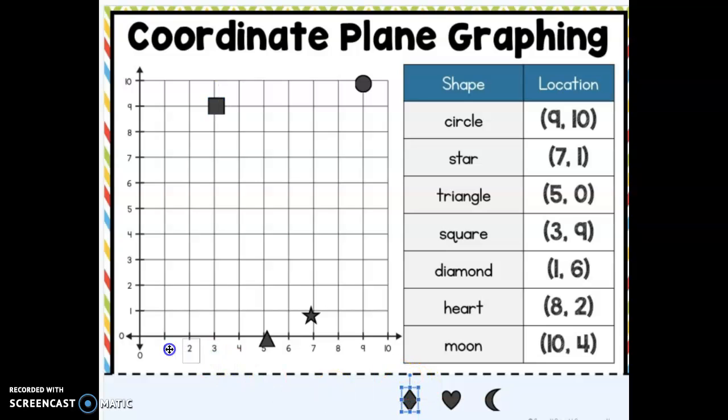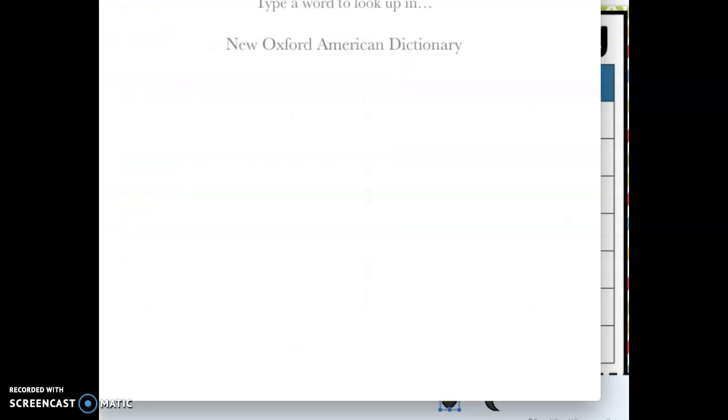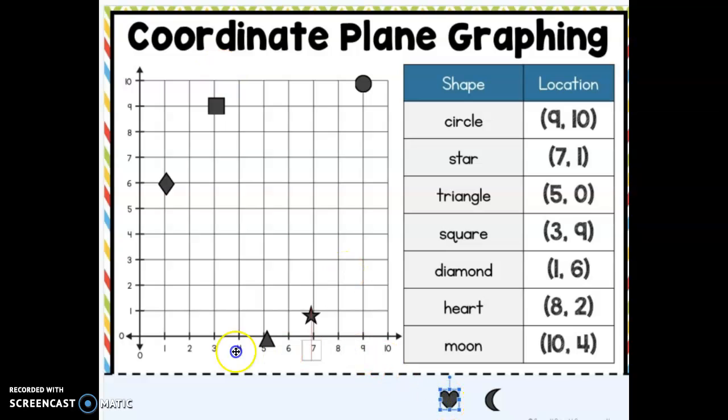Triangle, you're going to go over 5. Wait, I'm looking at the wrong one. Hold on. Oh, that's a diamond. That's why I'm confused. Here we go. Don't make my mistake. Go over 1 and go up 6. Yep, there's 2 triangles together, but that's a diamond. Okay, heart, you are going to go over 8 and go up 2. Moon, you're going to go over 10 and then go up 1, 2, 3, 4.